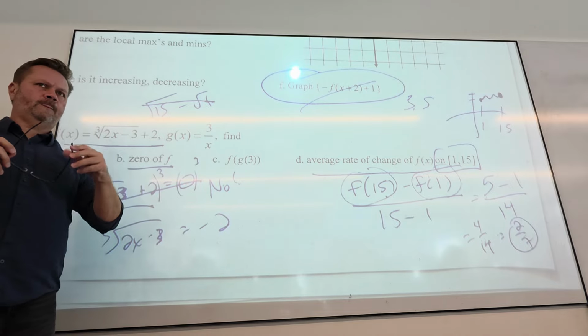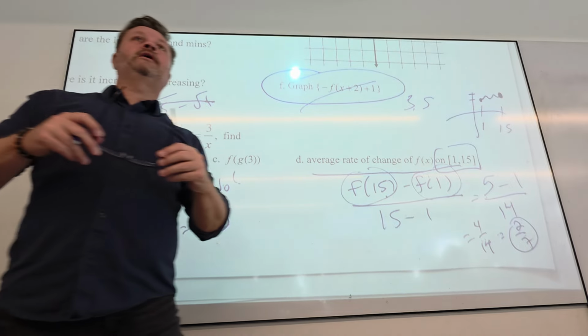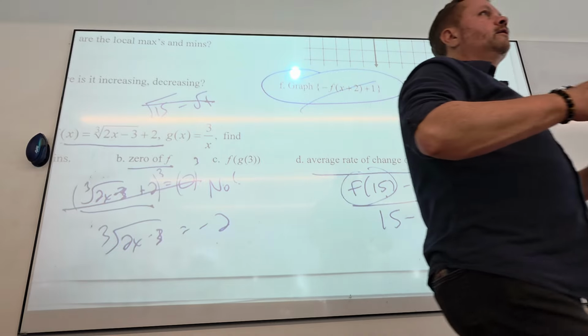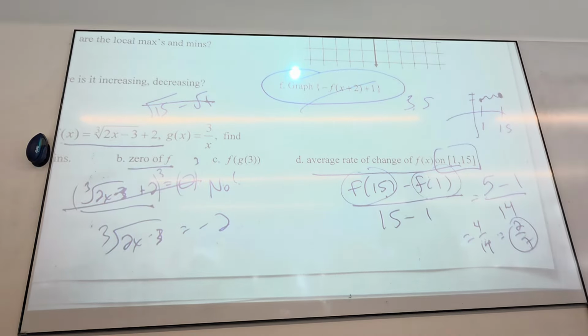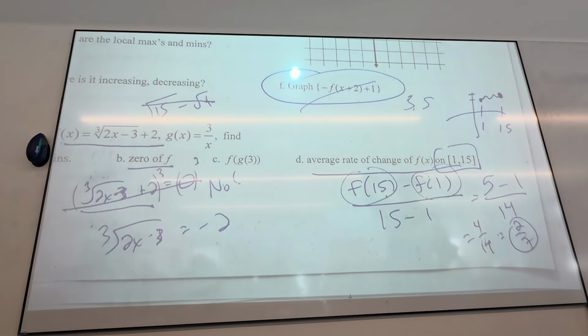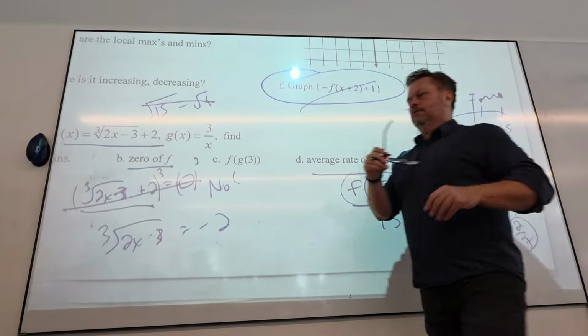Yes. For B is the answer 0 or 1? For B? Part B. Zero. Let me see. No. You should get negative 8. You should get negative 5 halves. Right? Because you have to add 3 after you take the cube. Oh, alright. Neat.